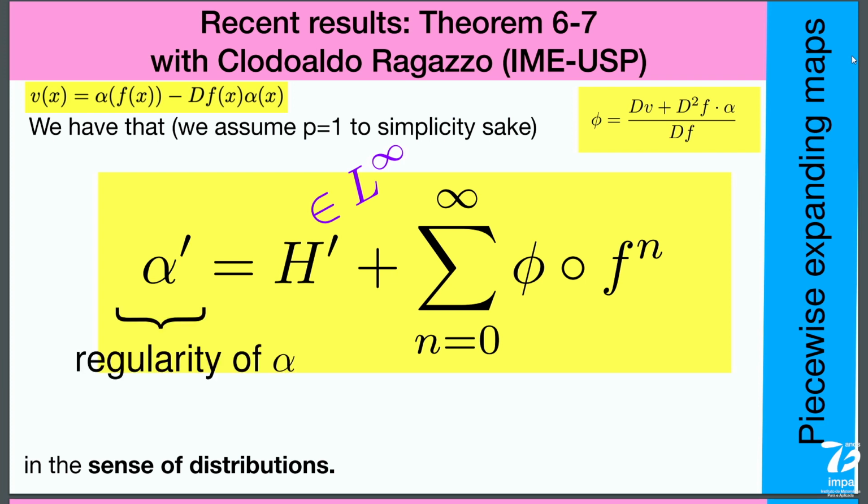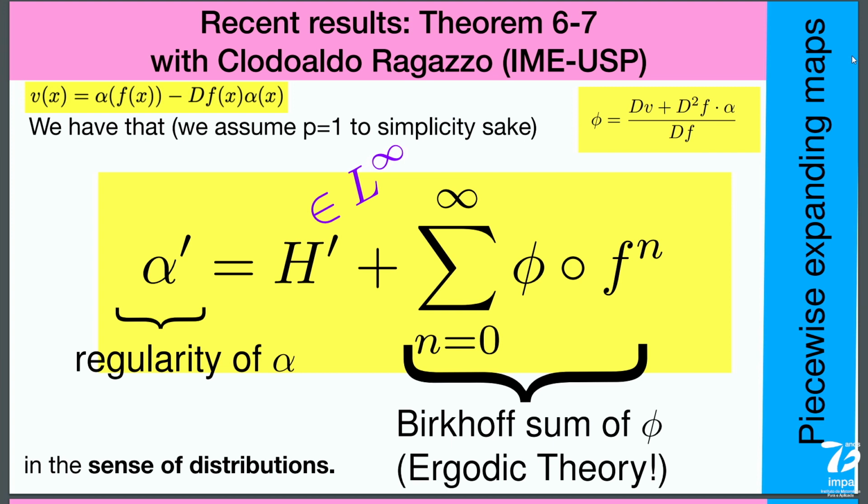So again, this distribution tells something about the regularity of alpha. And the other side is about ergodic theory. So it's a connection between ergodic theory and deformation theory. Does phi have average zero for invariant measures? Yes, when there is a continuous solution for that equation, phi always has zero average with respect to any invariant measure of the map. Okay, so you have this picture.